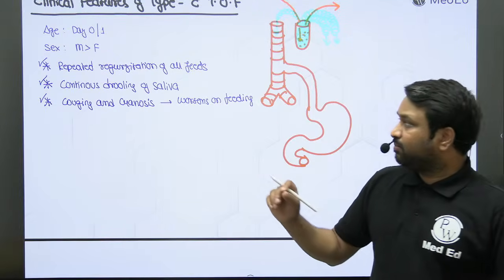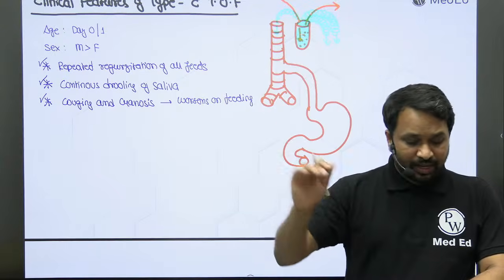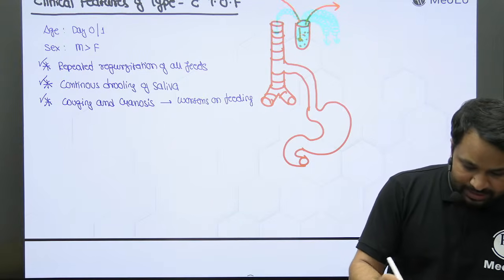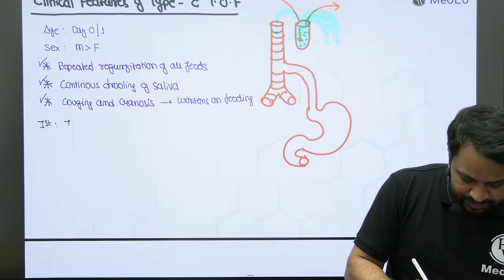Now what I am going to do: as soon as you have a day 0 or day 1 baby where there is repeated regurgitation of all feeds, continuous drooling of saliva, coughing and cyanosis during feeding, for such a baby the first step that you are going to do is put in an infant feeding tube.